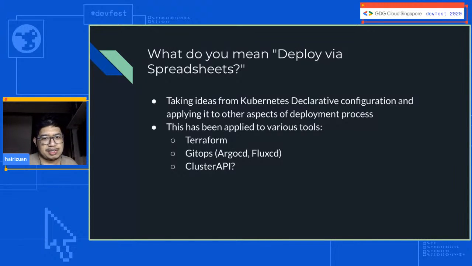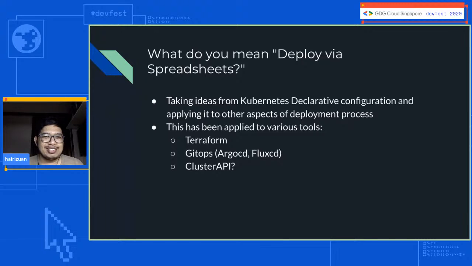Similar to Cluster API. Cluster API is also something new where you just declare how many Kubernetes clusters you want, what kind of clusters you want, and where you want them, and then this mechanism will somehow make it happen. So we take this whole mindset and apply it such that you have a mechanism that listens to a spreadsheet, and this mechanism applies the changes to a cluster. That is what I mean here by deploy via spreadsheet.